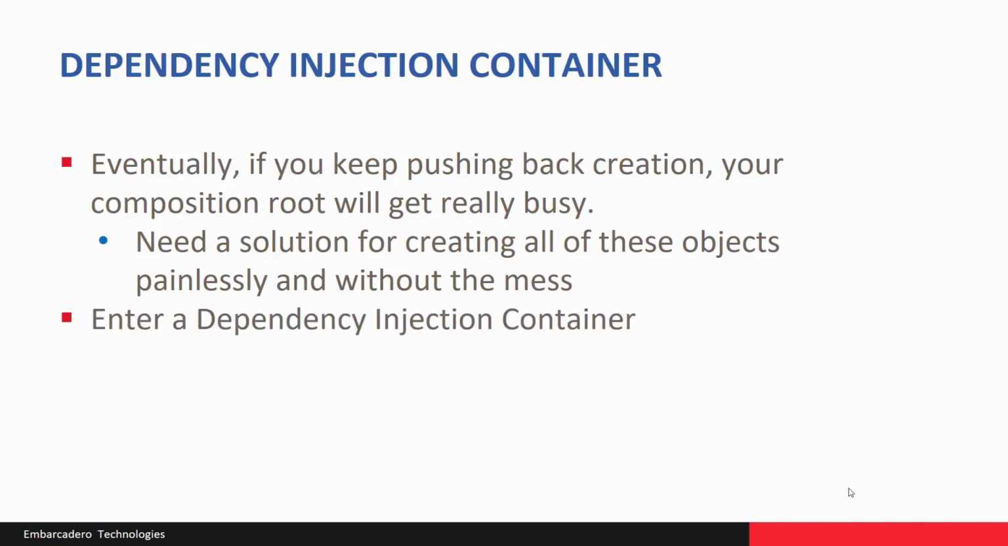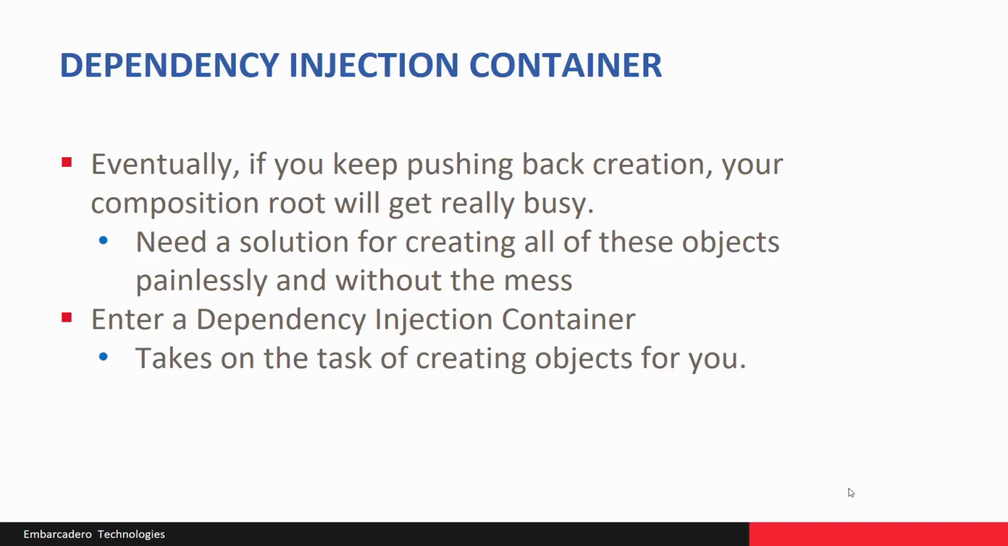So we need a solution for creating all these objects painlessly and without a mess, and that is the dependency injection container. A dependency injection container is a container that takes on the task of creating objects for you. It can do it automatically on the fly when a dependency is recognized by the container as being needed by another class that's been registered with the container. So it is a very powerful factory for creating objects for you. It should create every object that you need that is injectable. It shouldn't create creatables.